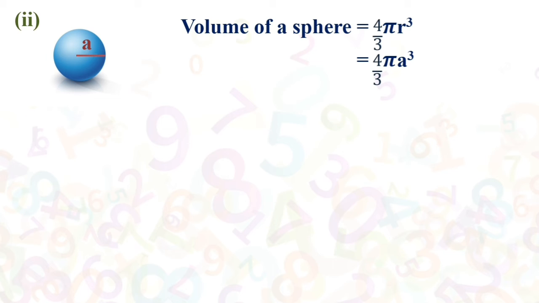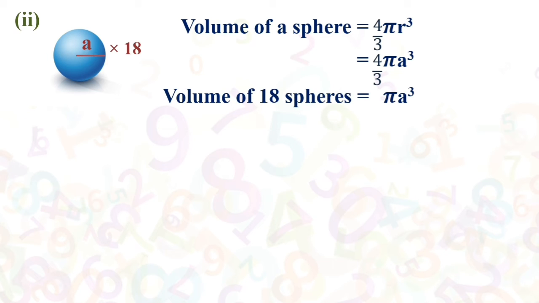R has been changed as a cube, that is the volume of a sphere. But we need 18 spheres in here. If you read the question correctly, then here we need 18 spheres. So now I'm going to find out the volume of 18 spheres. I have the answer for one sphere already, 4/3 π a cubed. To find out 18 spheres, I'm going to multiply it by 18. Then when you simplify, the answer will be 24 π a cubed.